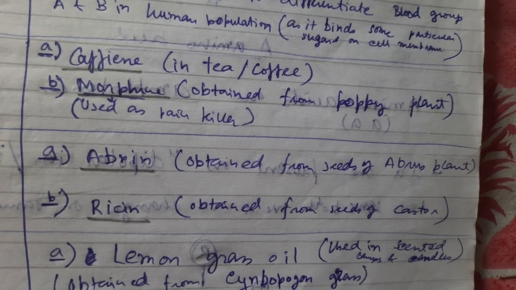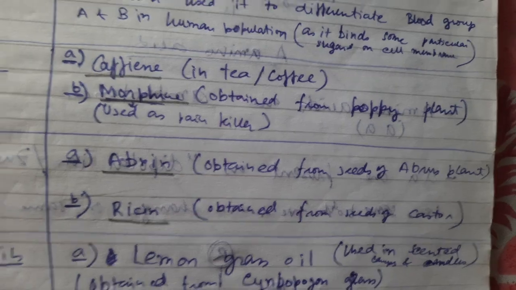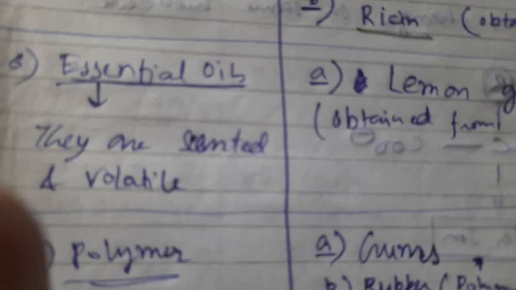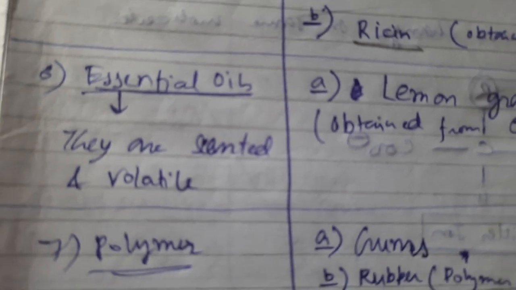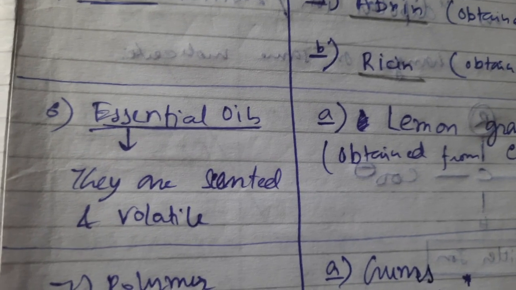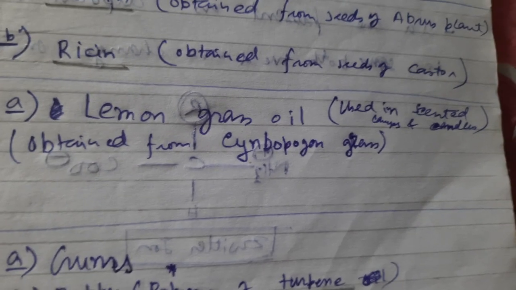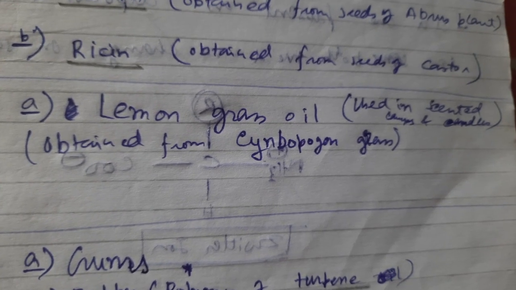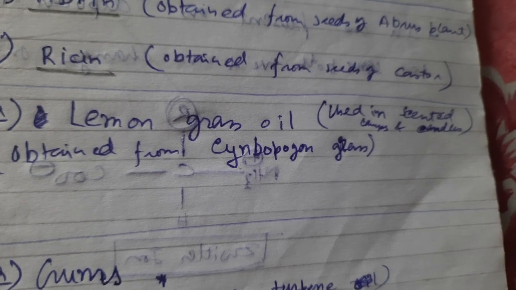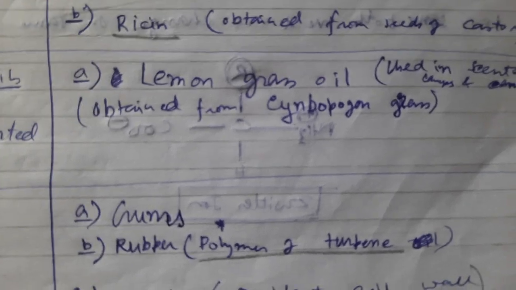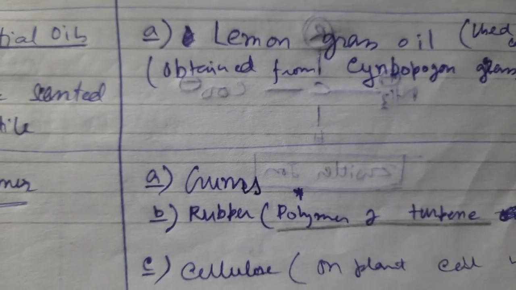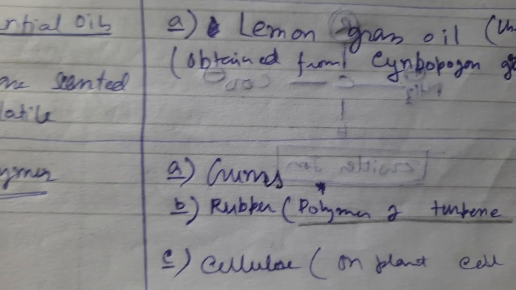which is obtained from the seeds of castor. And then come essential oils, which have a particular beautiful scent and are volatile in nature, and its example is lemongrass oil, and it is used as a scent in lamps and candles and is obtained from Cymbopogon grass.